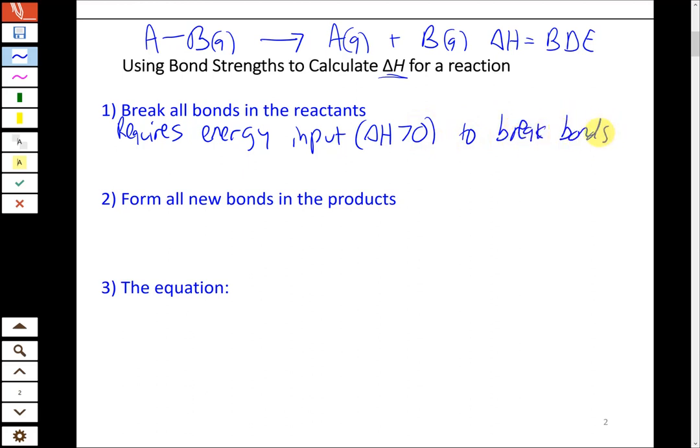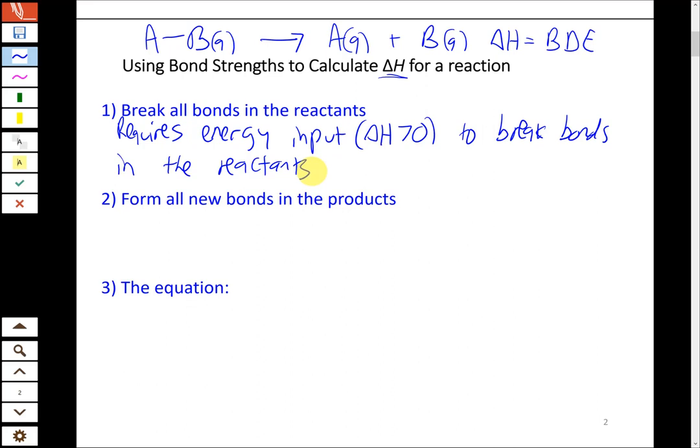So we're going to break all the bonds in the reactants. We're just going to atomize the reactant side if you want to think about it that way. And then on the product side, those atoms are all going to scramble up and they're going to form new bonds on the product side. And so then we're going to sum all of those up.